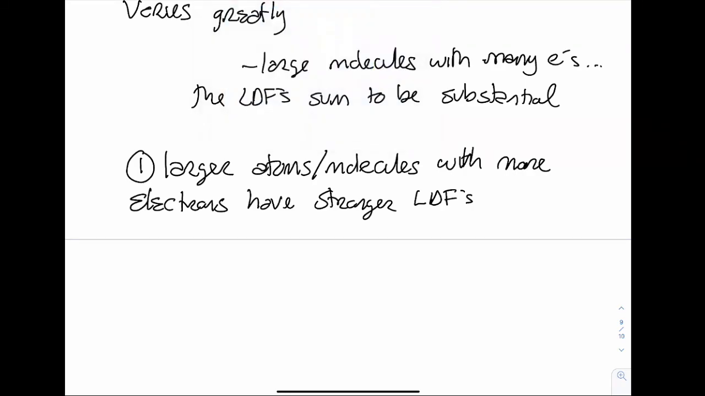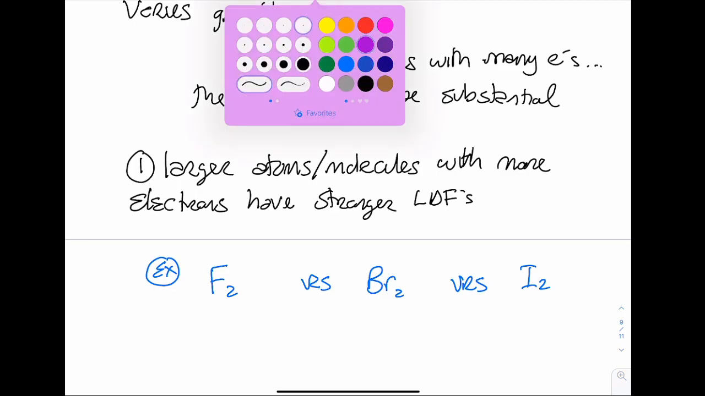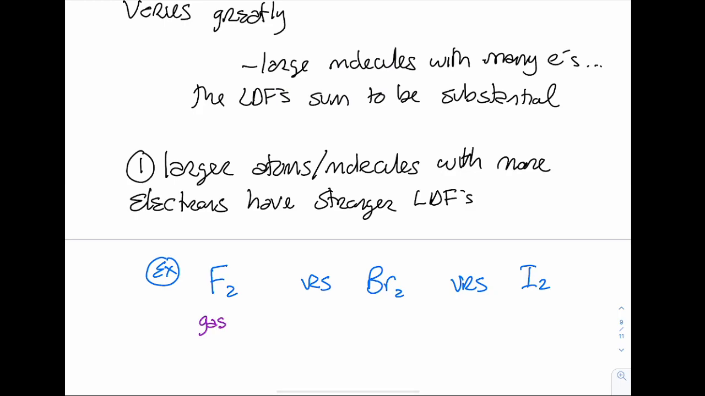And a good example for this, if we were to compare fluorine versus bromine versus iodide. So these are all nonpolar, right? It's just an F-F bond, so nonpolar because the atoms have the same electronegativity, so those electrons are being shared equally. Same with bromine, same with iodide. And if you remember back to your 130 or high school days, fluorine is a gas at room temperature, bromine is a liquid, and iodide is a solid.